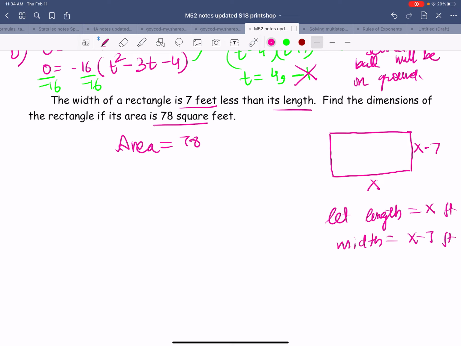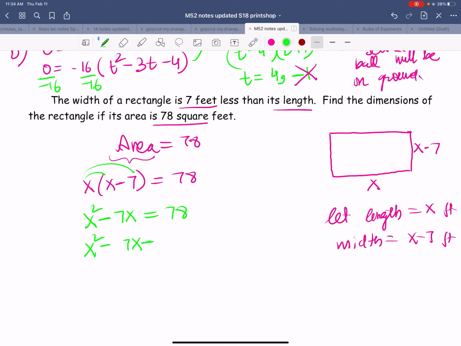So now set up the equation. How do you find the area of a rectangle? Area of a rectangle is length times the width. So x times x minus 7 is equal to 78, and let's go ahead and do the distributive property. x times x is x squared. x times 7 is 7x, equals 78. Quadratic equation. We need to bring everything to one side and go ahead and start solving this quadratic equation.